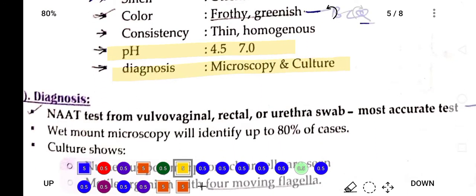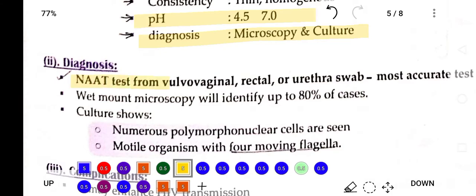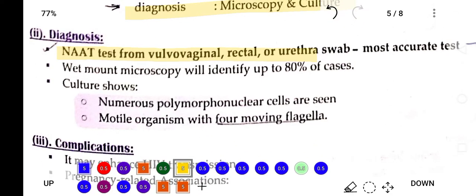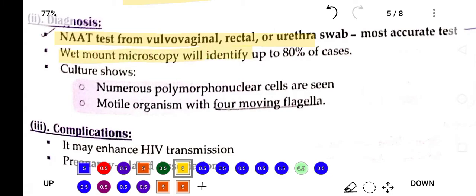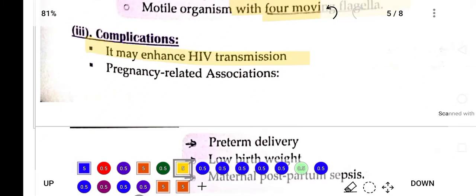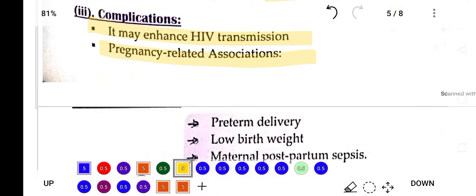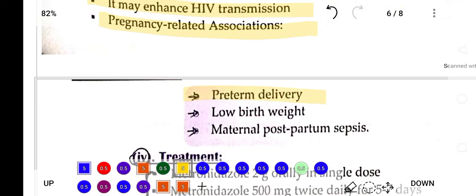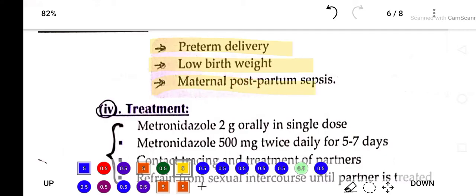Diagnosis is based on microscopy and culture. So for the diagnosis, NAT test is performed on vulvovaginal, rectal, and urethral swabs. It is the most accurate test, and then wet mount microscopy should be performed, and then culture will be done, and culture will show moving flagella. And the complications of the disease are enhanced HIV transmission, pregnancy related complications like preterm delivery, low birth weight of the baby, and maternal postpartum sepsis can develop.